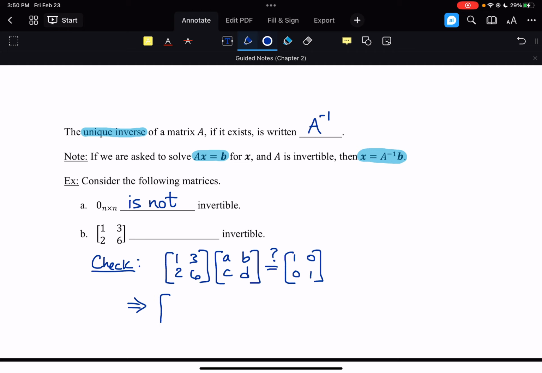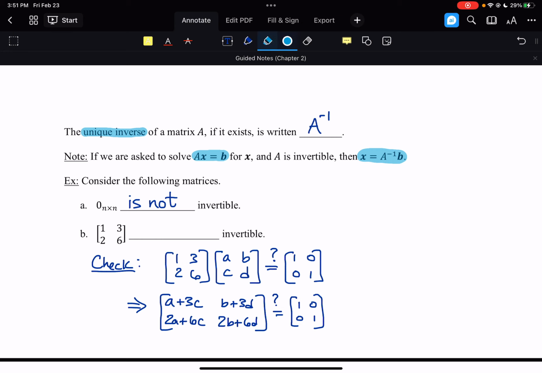If we go ahead and perform the matrix multiplication on this side, so we go the 1, 1 position, and then the 1, 2 position, and then 2, 1, and then 2, 2, go through that whole process, we get A plus 3C, we get B plus 3D, 2A plus 6C, and 2B plus 6D. And we're wondering if we can make that equal to the identity.